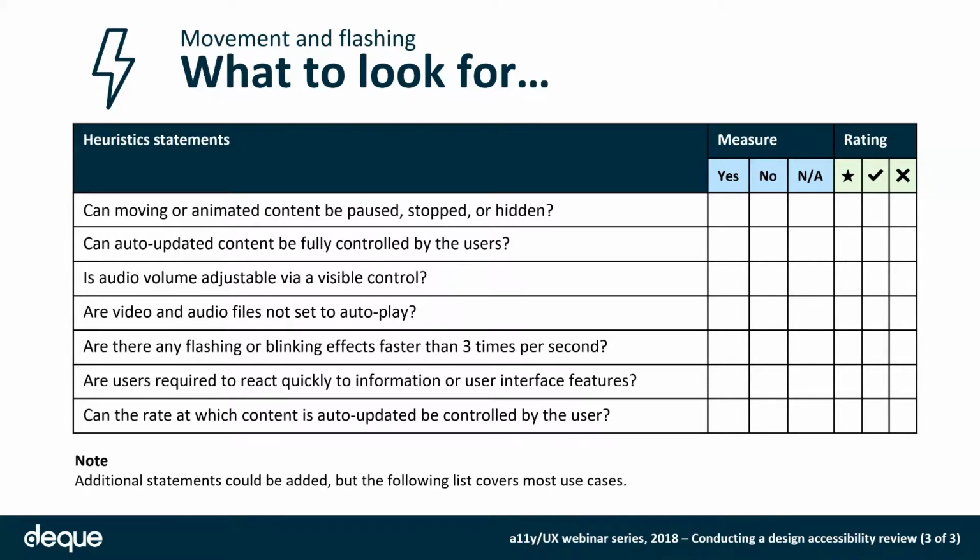Now, following that: are users required to react quickly to information or user interface features? Like the way we discussed about the auto-updating content. Let's say you're giving some kind of a feature that would disappear in 10 seconds or 20 seconds. Are we giving enough time for the user to interact with it? Maybe I read the content slowly, so I need more time to be able to understand it.